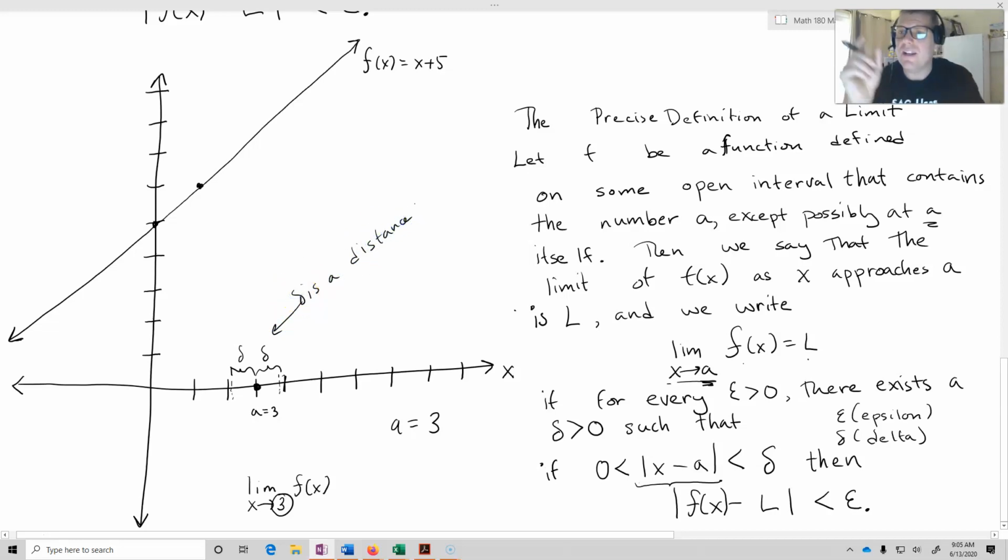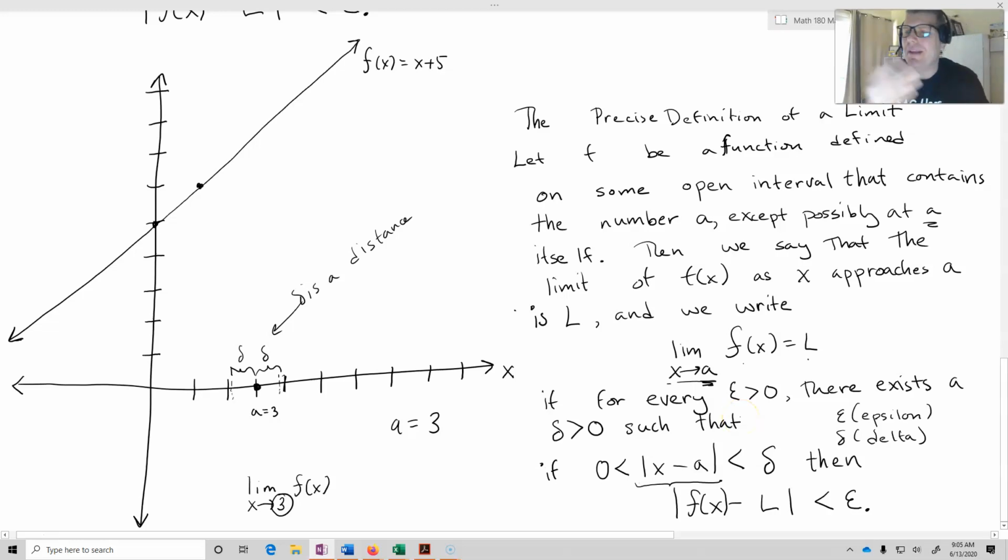And it's the distance that all of our x values are away from A. So that's what we're saying. We're saying, what are the possible distances that x can be away from A? Okay, any x that I choose.